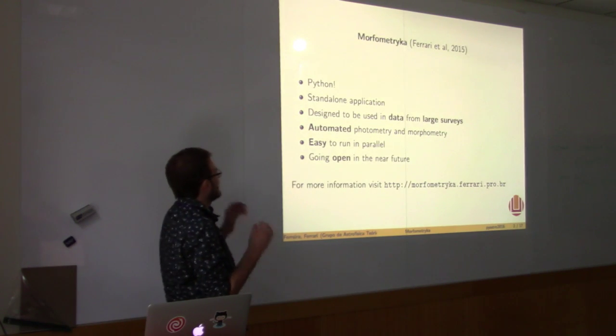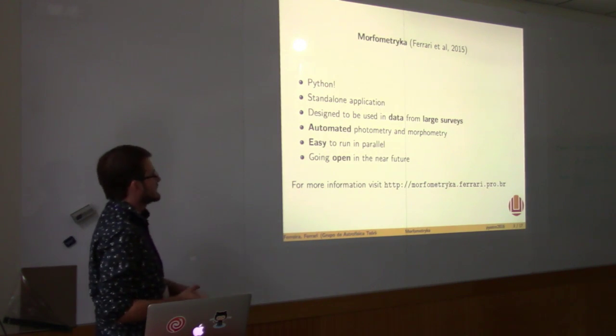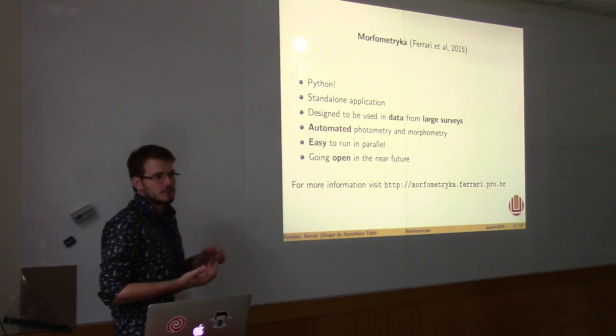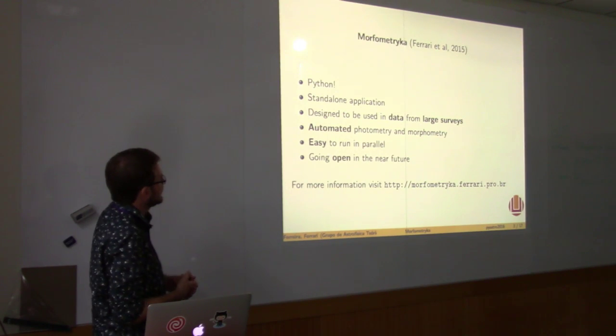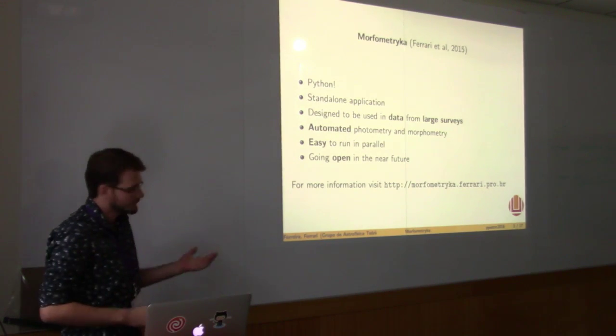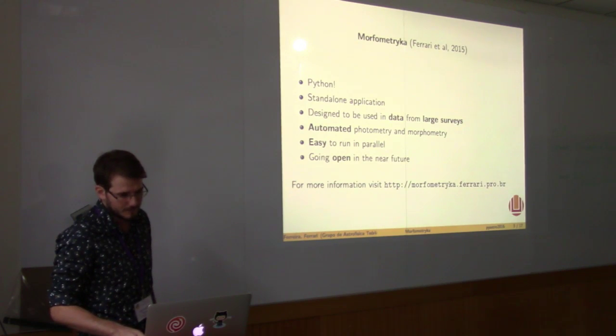Morphometrica is a standalone application. It's written in Python. It's designed to be used on data from large surveys. It's easy to run in parallel. It's going to be open in the near future. If you want to know more about it, check the address.